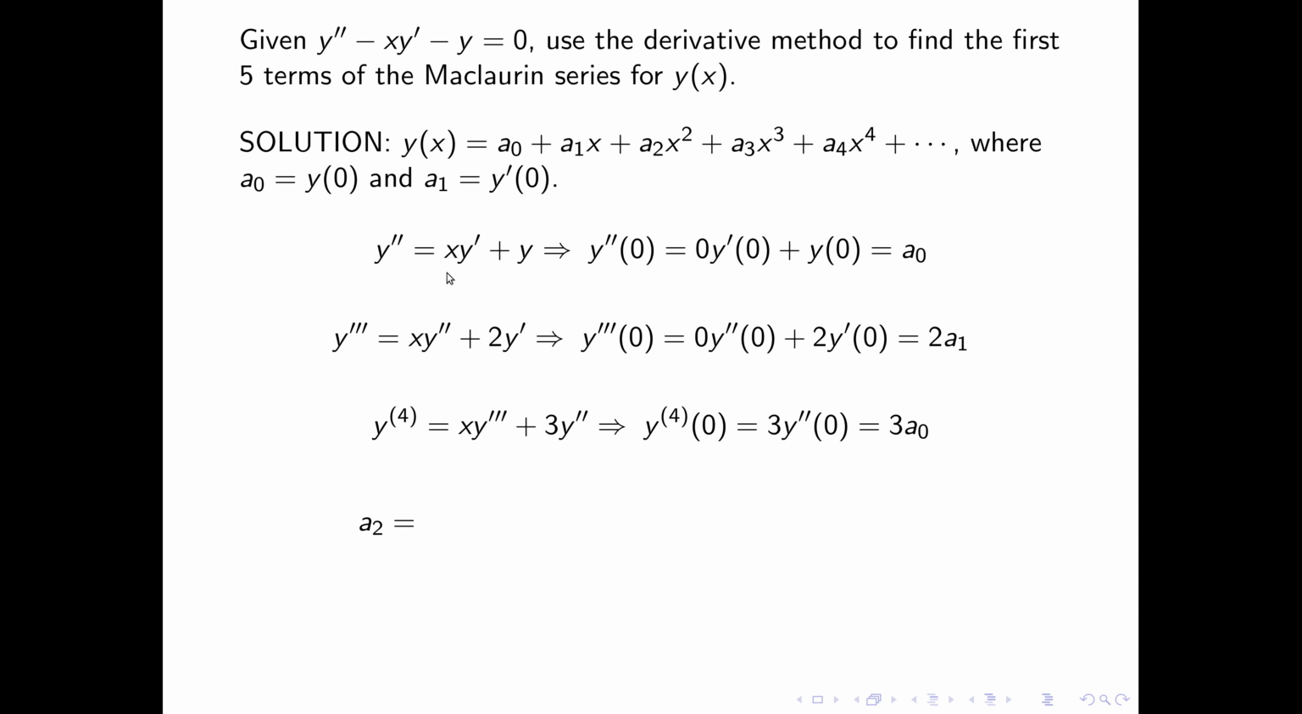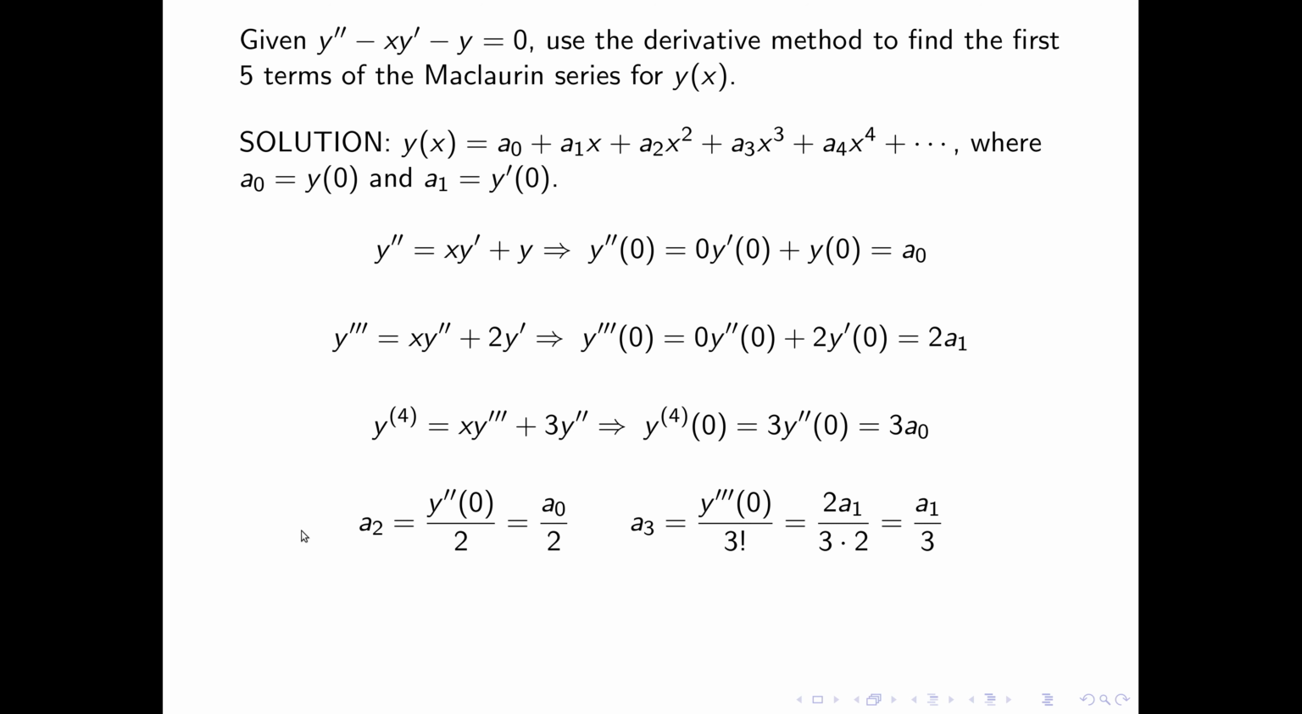A2 is going to be equal to y double prime. Did you remember to divide by 2? Alright, so A2 is actually y double prime divided by 2. Y double prime we found was A0. Okay, now A3 is going to be what? Y triple prime divided by 3 factorial. And then we found what y triple prime was, 2A1. So we put that in. And now notice that the 2's cancel, and so you're just left with A1 over 3.